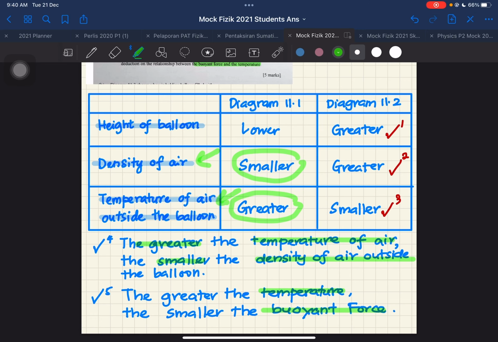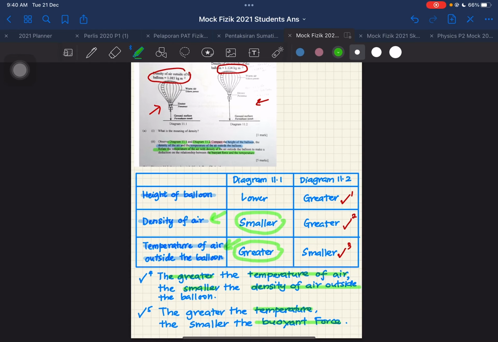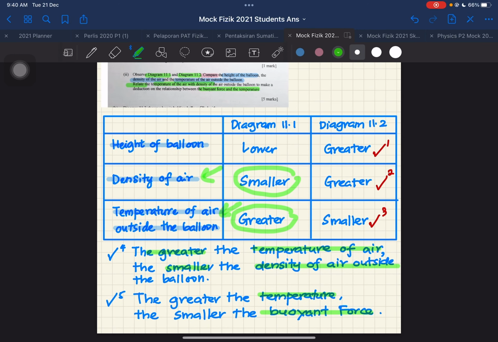You can't see the buoyant force here, but you can see from the height of the balloon. Height of the balloon higher means more buoyant force. So higher means that you can compare between these two.